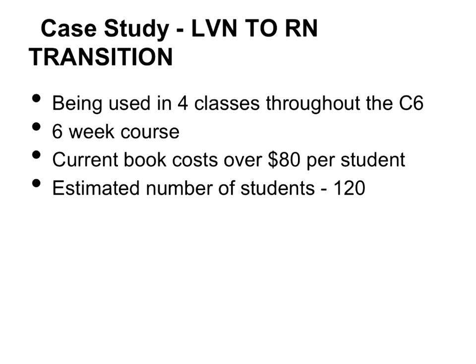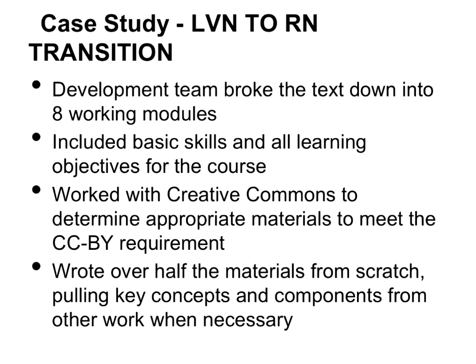The LVN to RN nursing transition course is being used in 4 classes throughout the consortium. It's a 6-week course. Currently it costs the students about $80 per book, and there were about 120 students in the initial course for this semester, just in the C6. We can also tell you that through studies that we've done and that others have done, there are about 12 other programs, within just round 1 of the grantees, that have an LVN to RN transition program. So while this is just talking about specifically what's happening at West Hills, our goal is to take this book and share it with all the other grantees and hopefully have it used in many other courses beyond what we're doing in the C6 consortium.